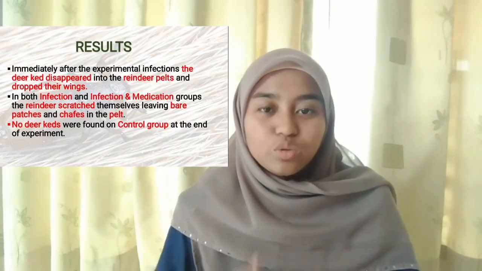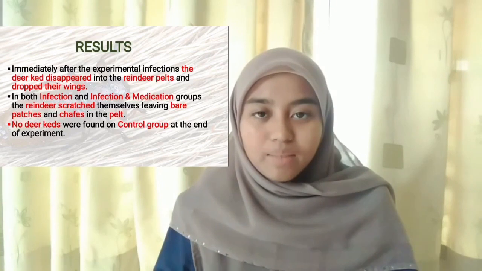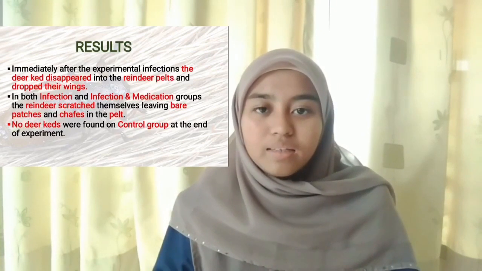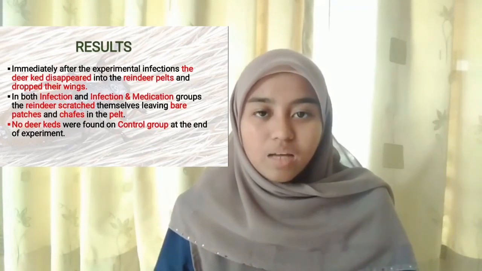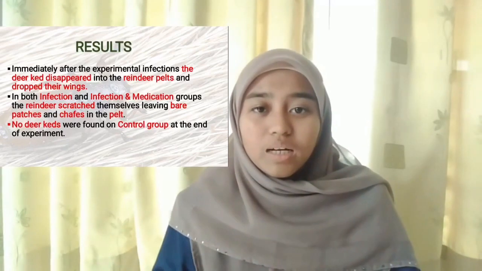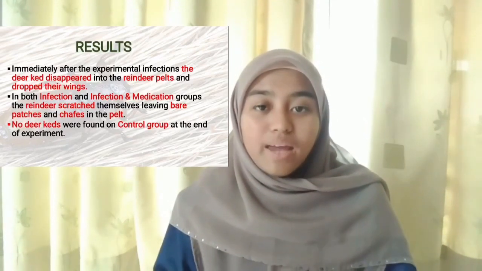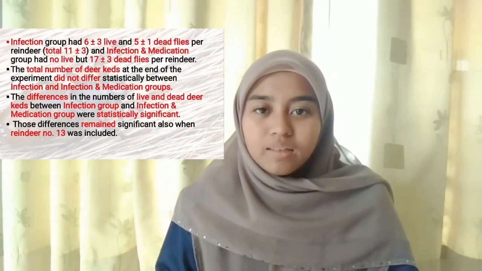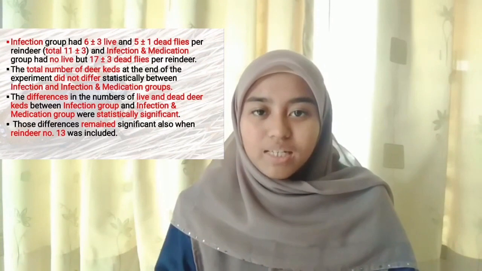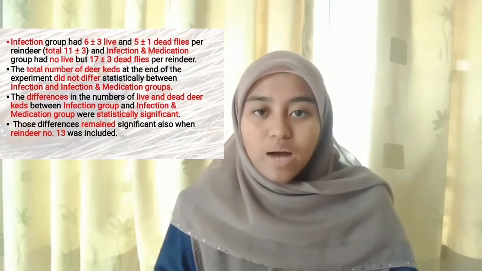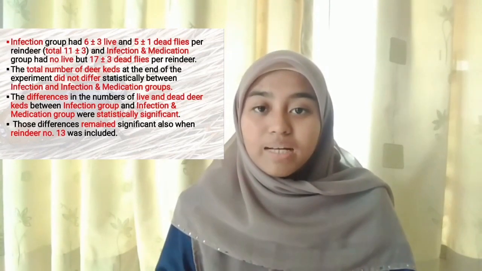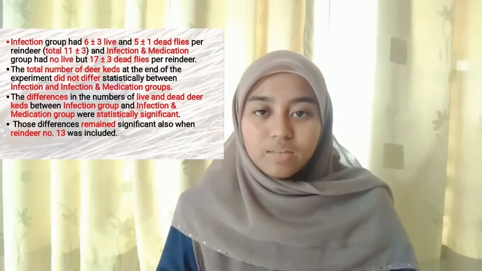So for the results, immediately after experimental infections, the deer keds disappeared into the reindeer pelts and dropped their wings. In both the infection and medication groups, the reindeer scratched themselves, leaving bare patches and chafes in the pelt. No deer keds were found in the control group at the end of the experiment. Next, the infection group had 6 ± 3 live and 5 ± 1 dead flies per reindeer, while the infection and medication group had no live but 17 ± 3 dead flies per reindeer.